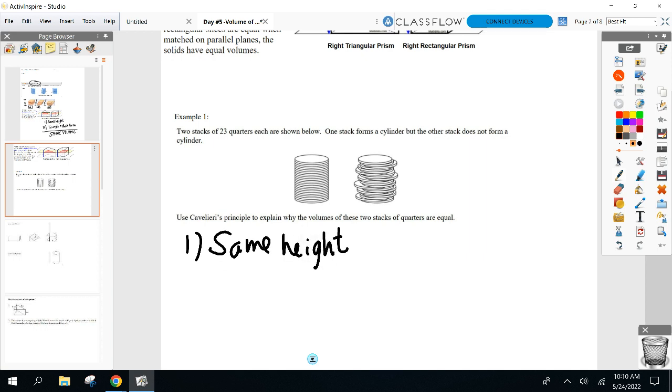Take a cross section from each of them. Hold it up. What would it be? Circle with the same areas, wouldn't it be? Everyone agree? If I just took a handful of quarters, held it up, there's a circle right here, same area. So cross sections have the same area.